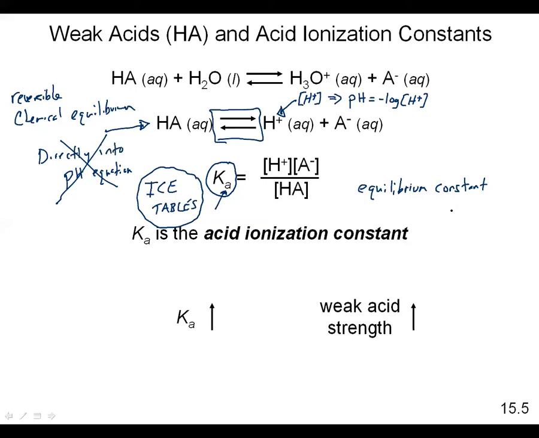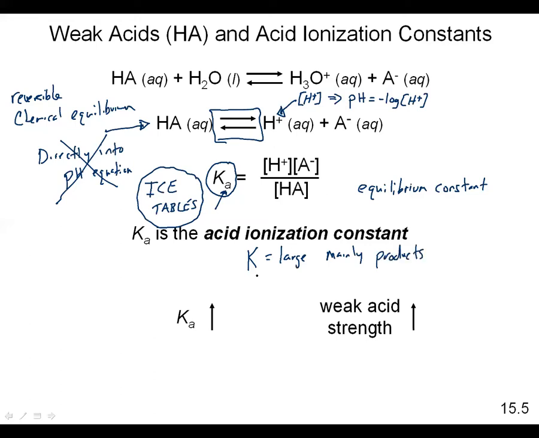Now, as the Ka value increases, so does the strength of the weak acid. And this relationship is the same thing we talked about with the equilibrium constant. When we have a large value of K, that means when we reach equilibrium, we mainly have products.